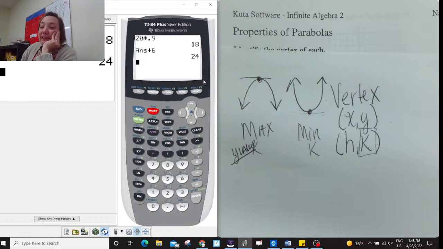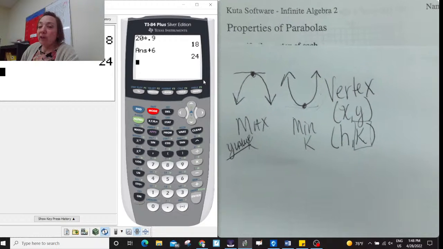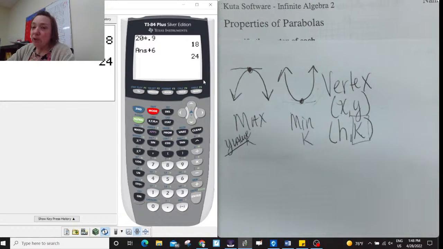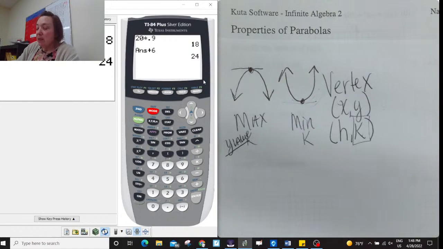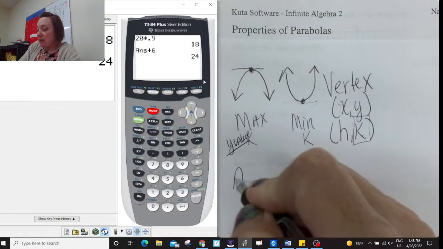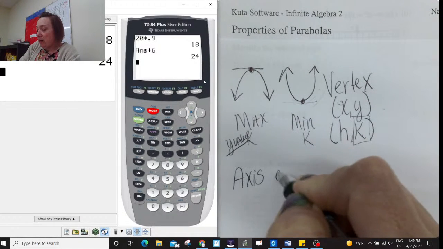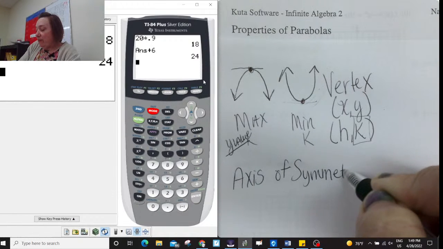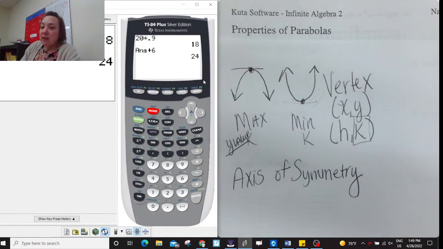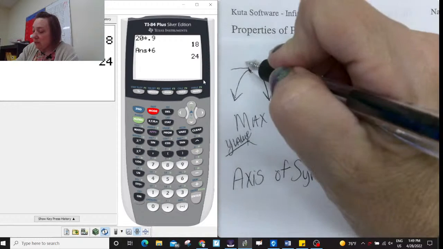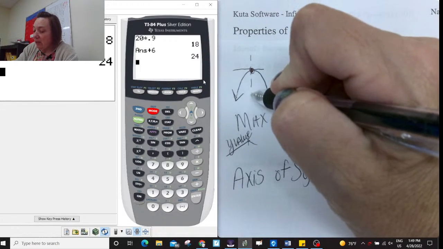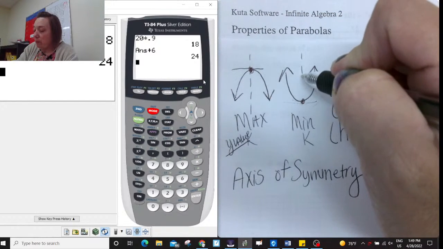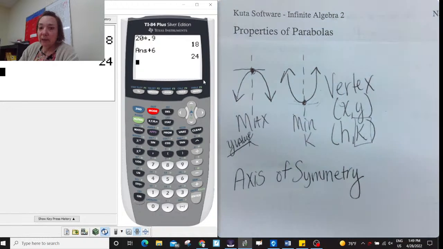Okay. Now we have one more thing we're going to talk about, and then we're just going to do a little bit of graphing. So the last thing we're going to talk about is the axis of symmetry. I think we mentioned it yesterday. So the axis of symmetry is a line that goes right down the middle of the parabola. Right down the middle like that. Right? And it's a vertical line.